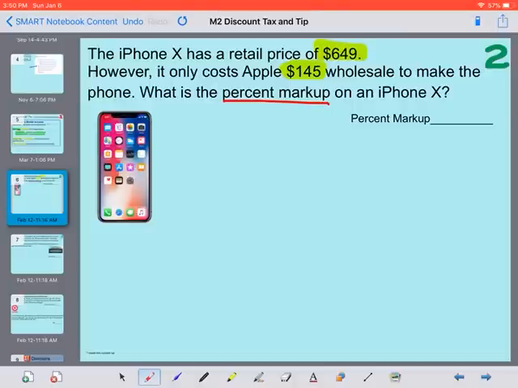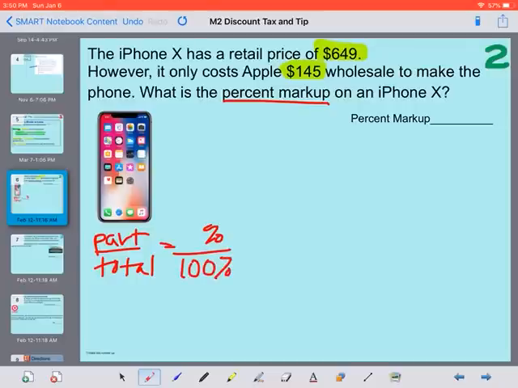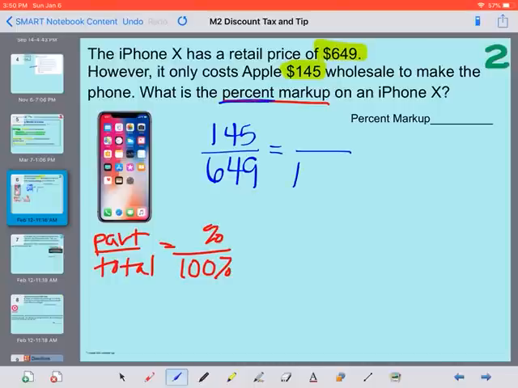So remember, we are looking at the part out of the total, and then same thing over here. Our part is the percentage, and our total is out of 100% total. So let's set up this problem. We know the total price of the phone is $649. The part that the store has to pay is $145. So we want to know, what is the percent? We're trying to find the percent out of 100% total.